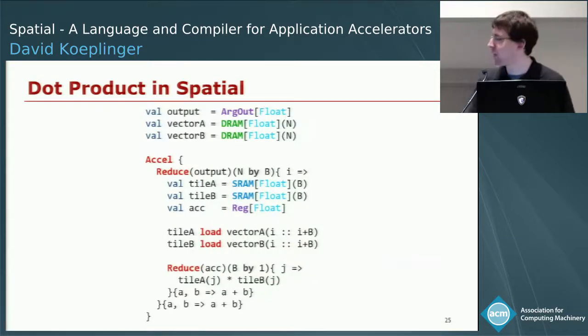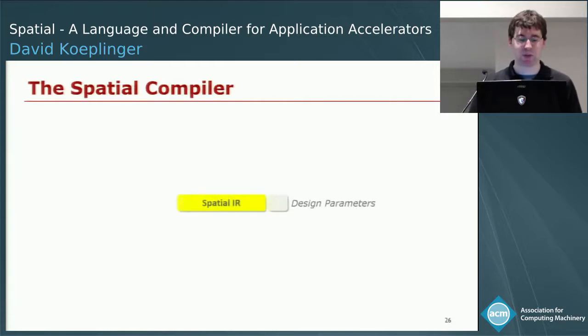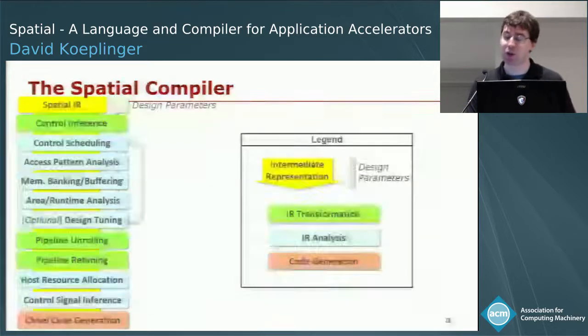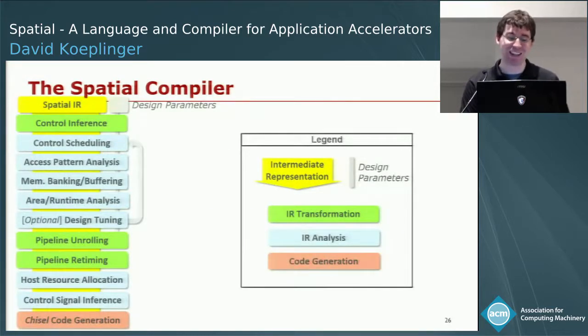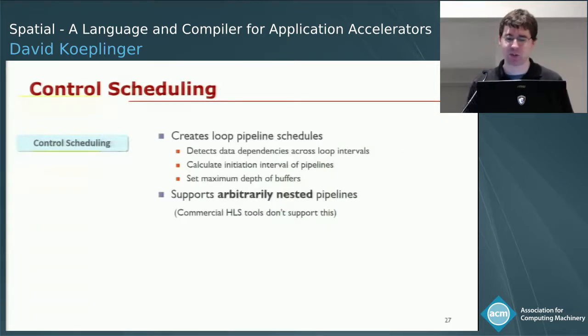So what we can do then is take this dot product and put it through a compiler stack. I don't have a whole lot of time to talk about the compiler stack, unfortunately. But I'm just going to highlight a couple of small things. So first, we do control scheduling. This essentially looks like a more general case of software pipelining that you might be familiar with. And the key here is that we can support arbitrarily nested pipelines. This is something that commercial high-level synthesis tools can't do.